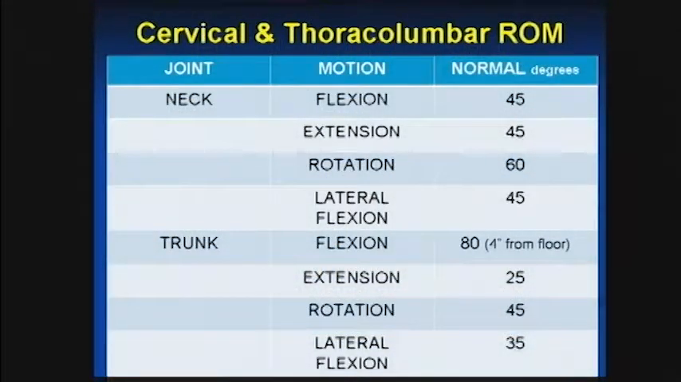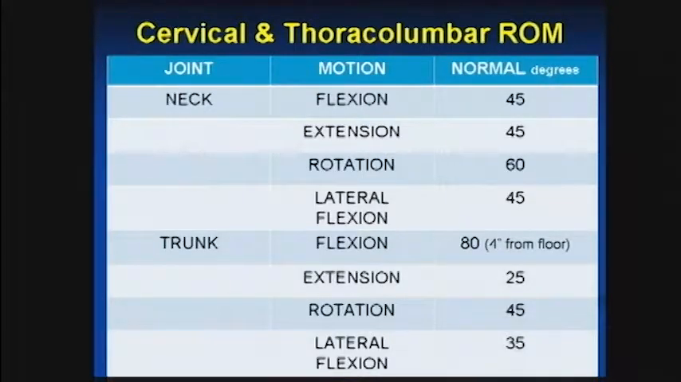So here's a little bit of our measurements for neck and up, middle, lower back range of motion. The cervical spine, of course: forward bending flexion, 45 degrees or chin to the chest; backward bending extension, also 45 degrees; rotation, looking each way, you know, driving a car, you want to see who's passing you. Normal here, 60 degrees of range of motion; lateral flexion, bringing your ear to your shoulder, 45 degrees.